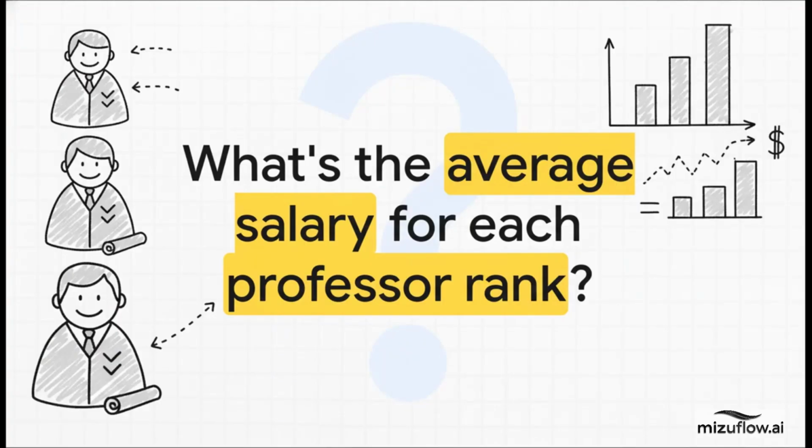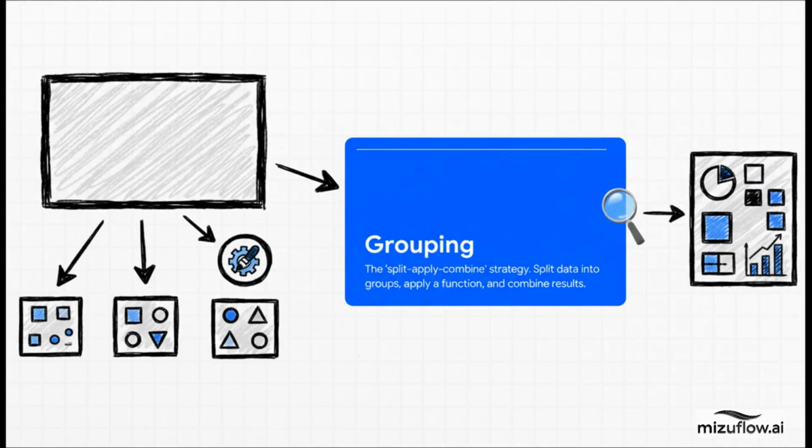And with grouping, we can start asking much juicier questions, like this one. Is there a pay gap between different professor ranks? I mean, that's a pretty important question, right? To answer it, we can't just sort. We need to figure out the average salary for each rank, assistant prof, associate prof, and full prof, and then put those averages side by side. And that is exactly where grouping shines.